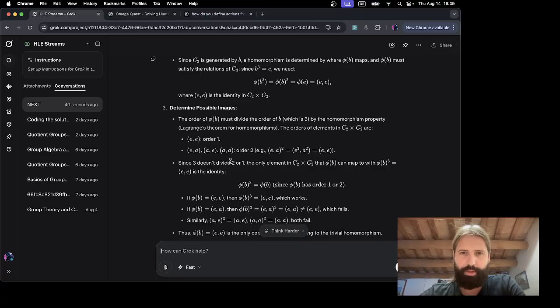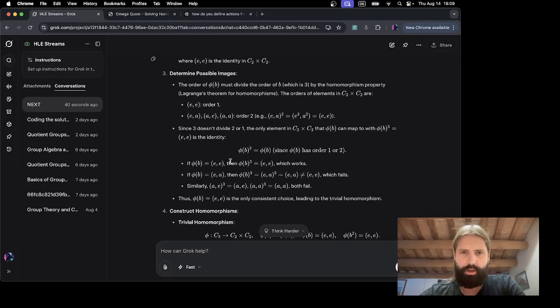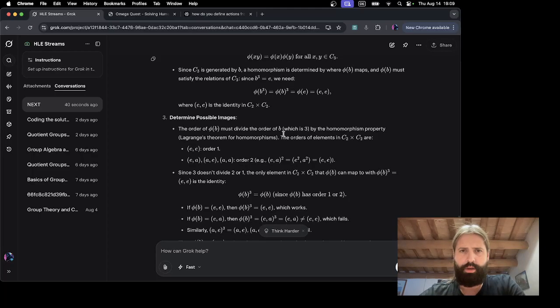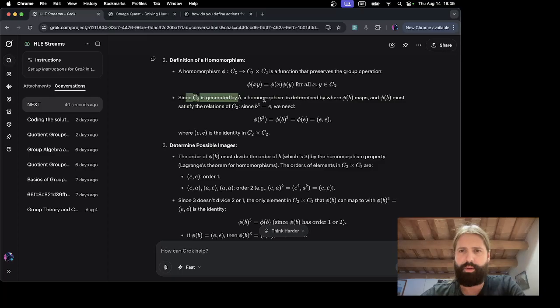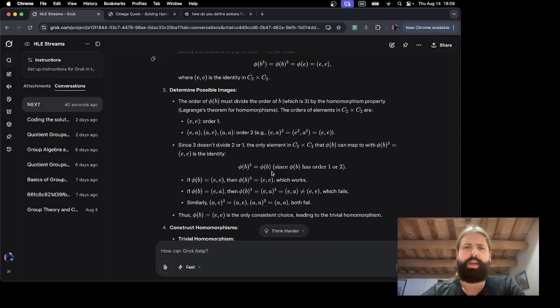Understand the groups, the definition, and the possible images. Since C3 is generated by B, the maps must respect the relations of C3, so B3 equals E. So essentially, these must be true. The order of these must divide the order of B, which is 3. Why is the order of B 3? Property of Lagrange's theorem for homomorphisms. What is the order of an element? Why is this order 2?